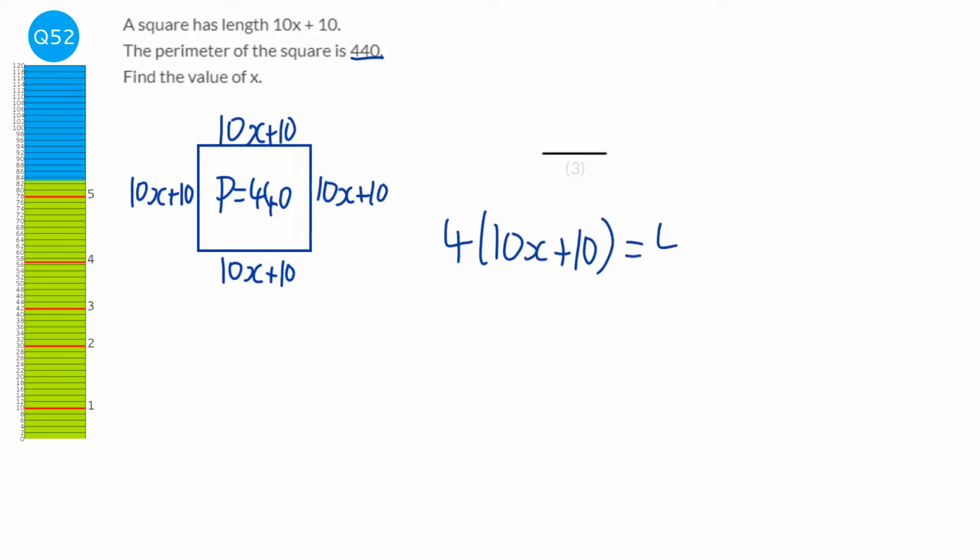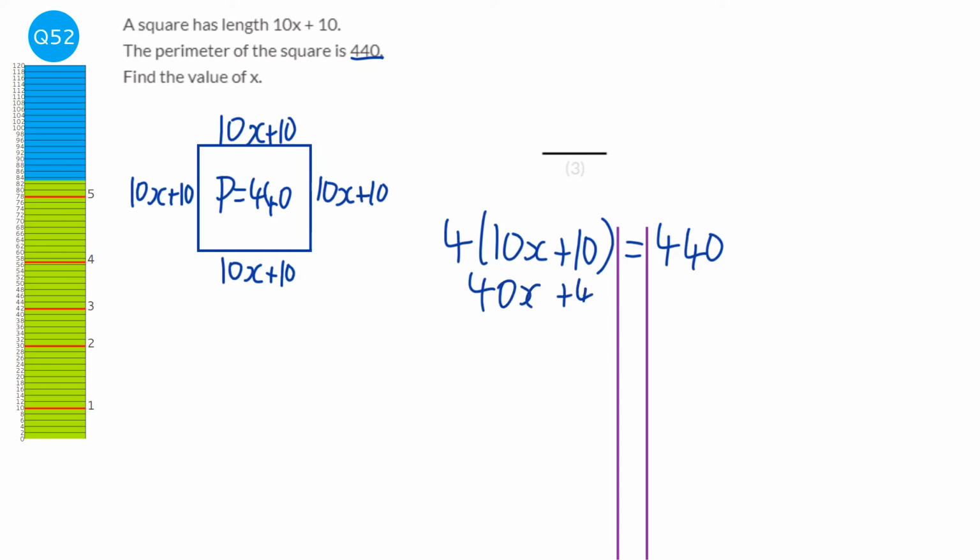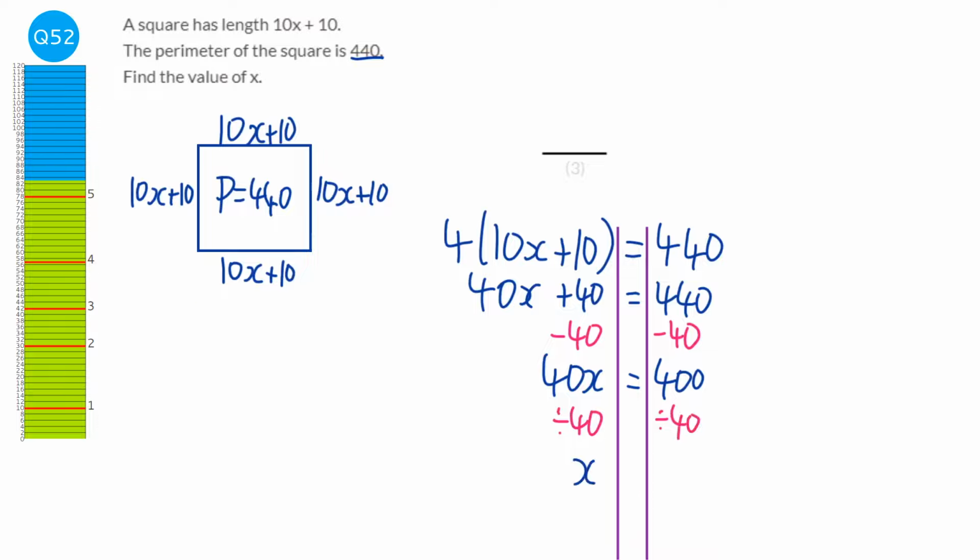But we also know that that is going to be 440 because we're told in the question that the perimeter is 440. So put our lines in because we're going to solve, and we're just going to start by expanding the brackets, so that'll be 40x plus 40 equals 440. Then we're going to get rid of the plus 40 first, so take away 40 both sides. And so that would be 40x equals 400. And then we get rid of the 40 before the x, so we divide both sides by 40. And we've got x equals 10. So our answer is 10.